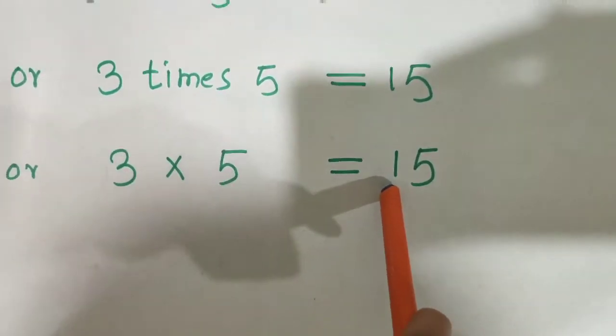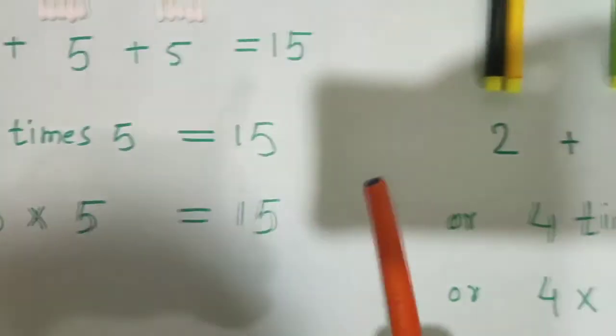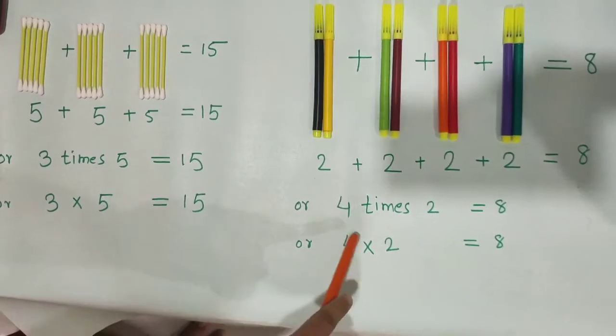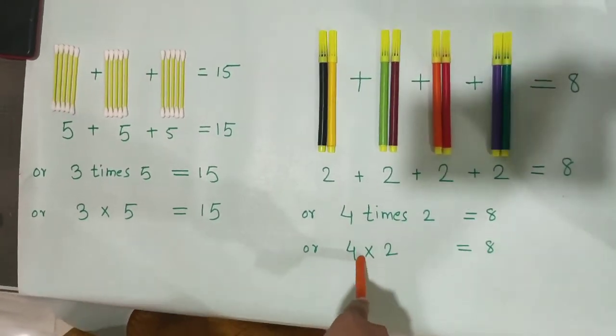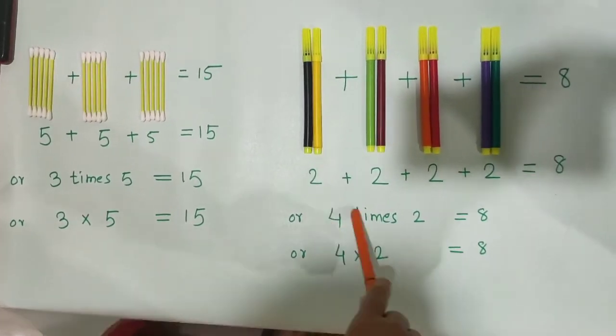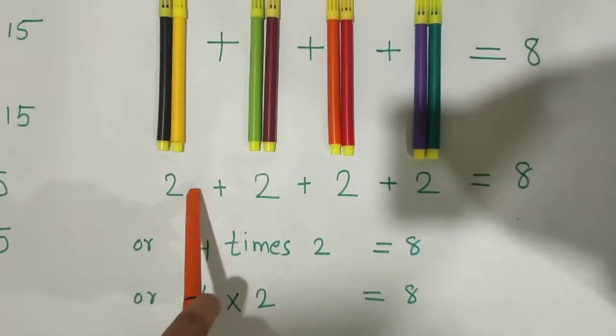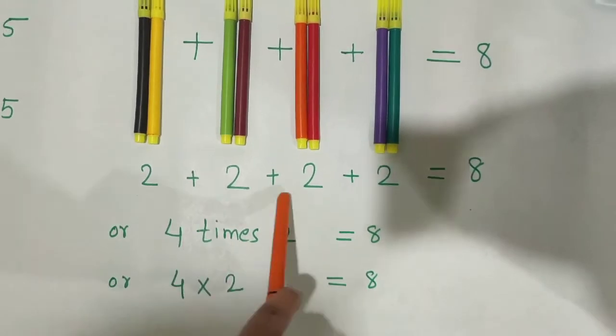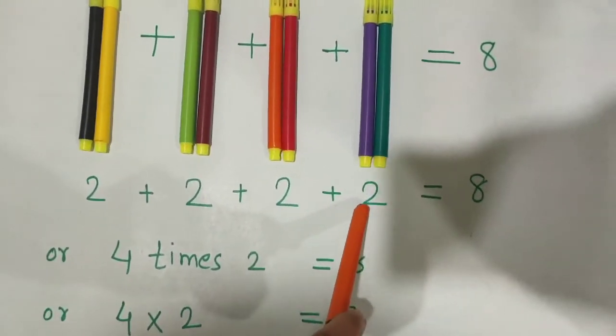Okay. Children, in this process you can see, in these 2 examples you can see I have repeatedly written the same number. I am adding repeatedly. Children, to add repeatedly is multiplication.